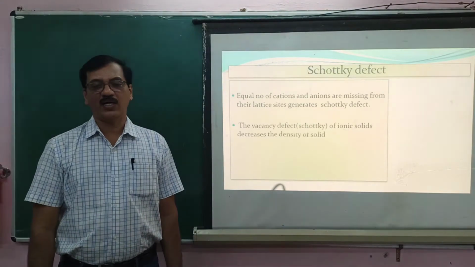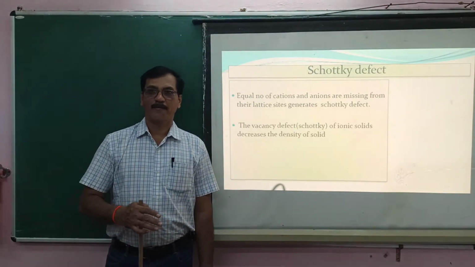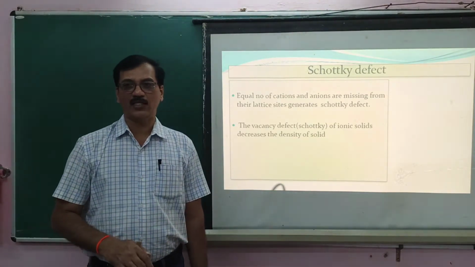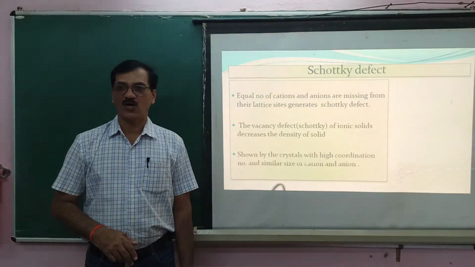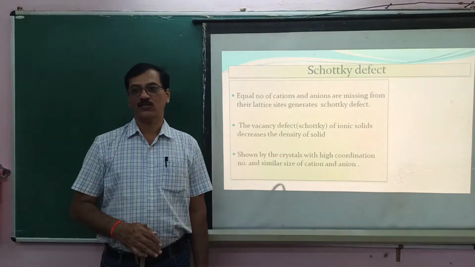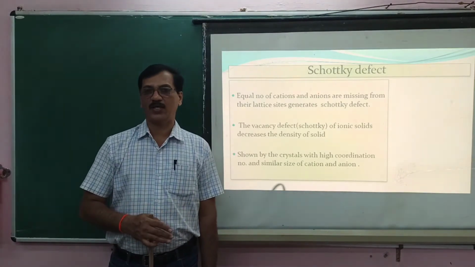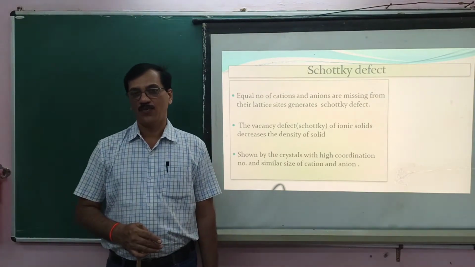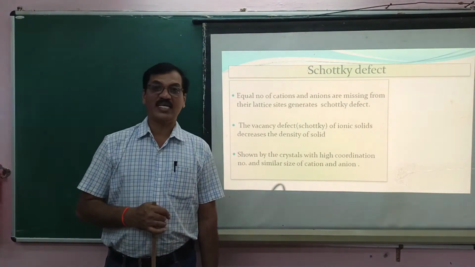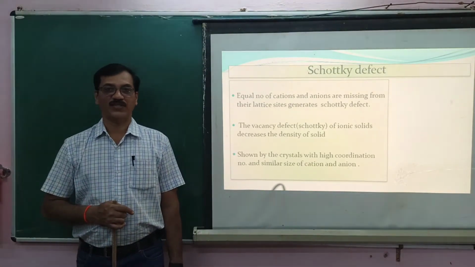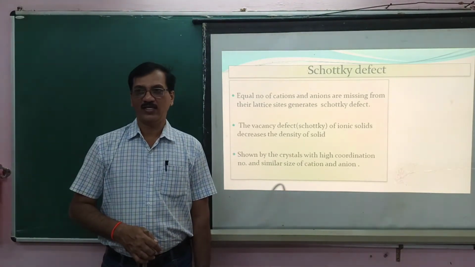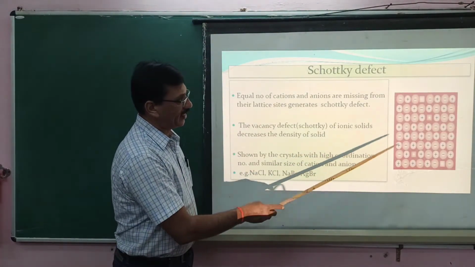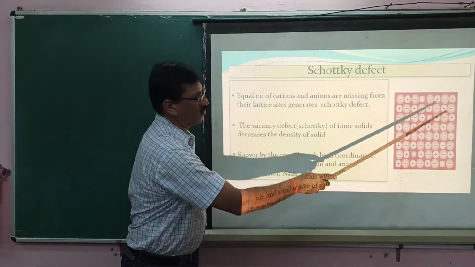In Schottky defect, an equal number of cations and anions are missing from the lattice points. So they go away from the lattice point. So vacancy defects of ionic solids decrease the density. Schottky defect decreases the density because with the missing ions, the volume will remain almost the same, but the mass is going to be less. Because of this, density decreases. Right? So this is how it looks. Okay. So the cation and anion, the place of the cation is not there here.